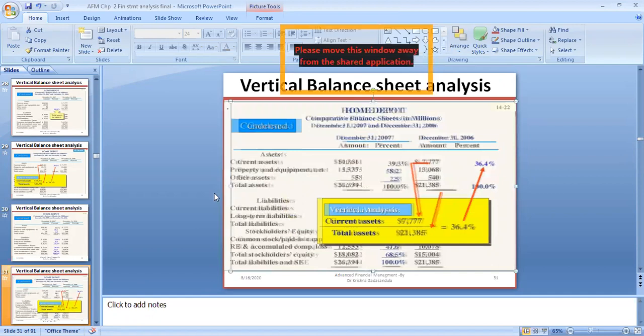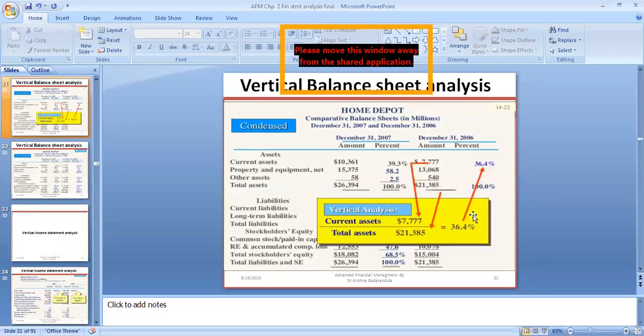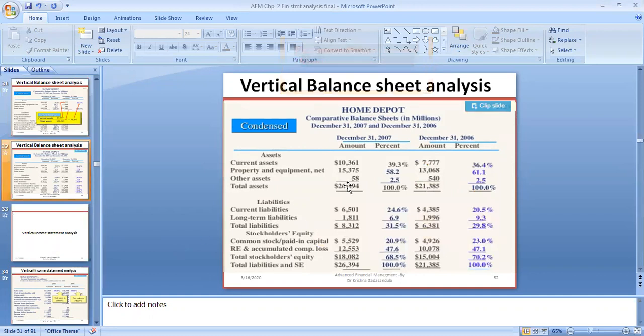I think it is clearly visible. Yeah, right. Now you see the balance sheet comparison. Now we have calculated here the same formula. In 2006 also, the same formula we are using. Now the total calculation is done for 2007 and 2006.